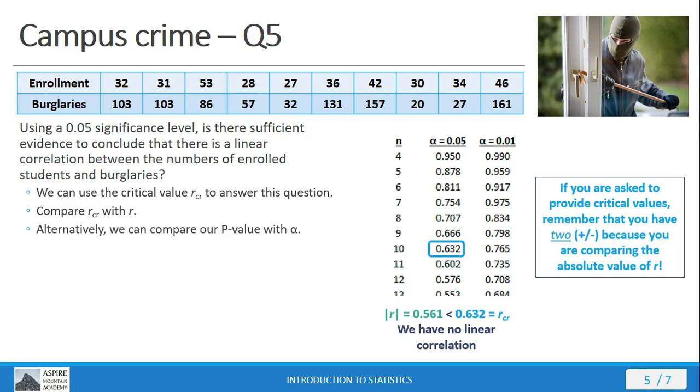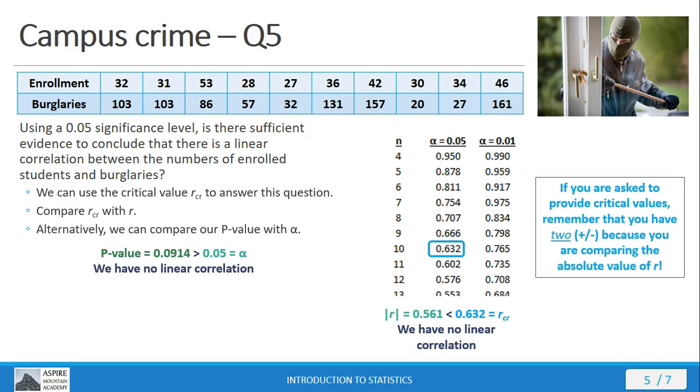The other way to get at your conclusion is to compare the p-value with your significance level. And when you do that, the p-value that we saw earlier, 0.0914, is going to be greater than our 5% significance level. So it doesn't fit inside the region of rejection. Therefore, we fail to reject the null hypothesis.